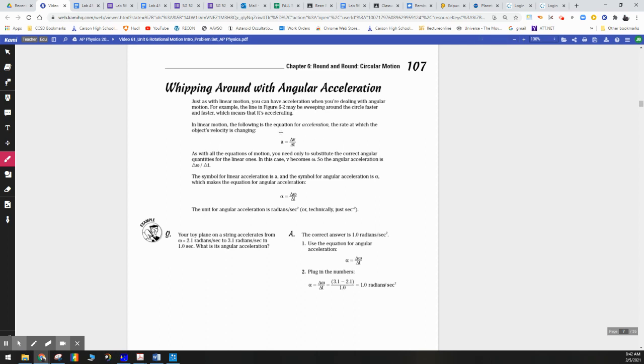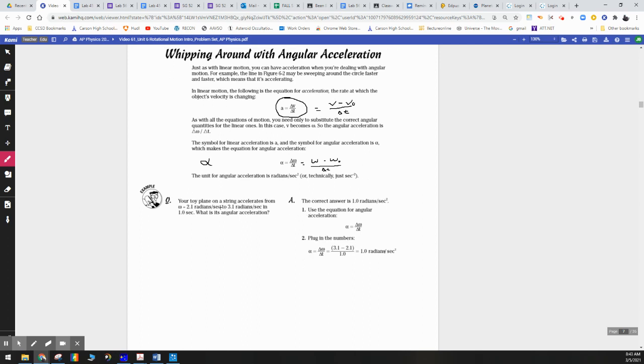Here's the analog, the linear case, delta v over delta t. Here, alpha will be our symbol for angular acceleration, and it equals delta omega over delta t. What that really means is it's omega minus omega naught, or initial, divided by delta t. Just like up here, acceleration was v minus v naught over delta t.